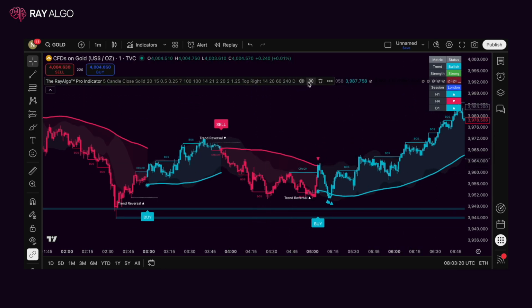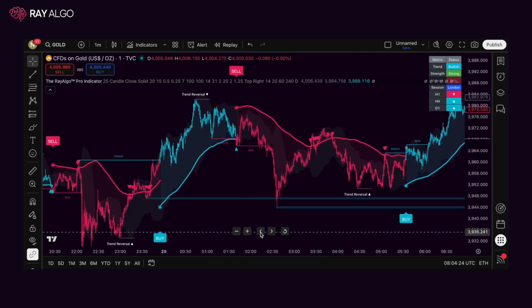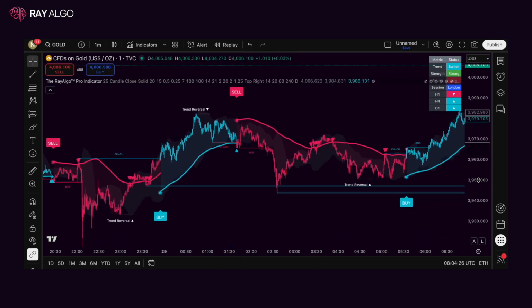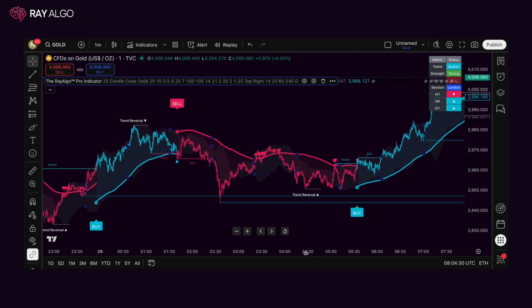And now let's change time horizon to 25. Increasing the time horizon filters out minor movements. Only the major swing points are confirmed, which is useful for long-term traders or swing traders who want to focus on high probability setups. Here's a key point.